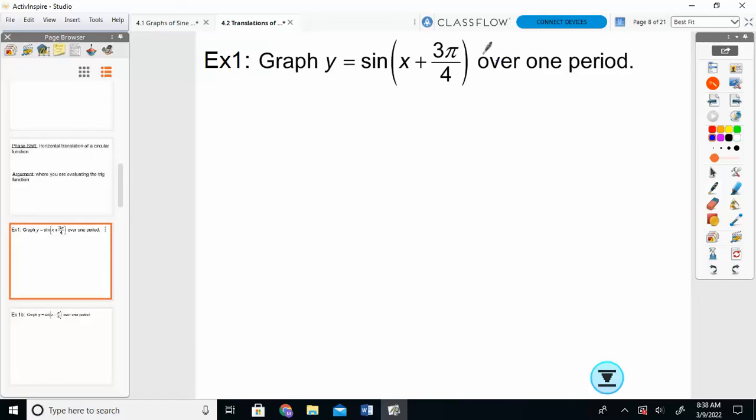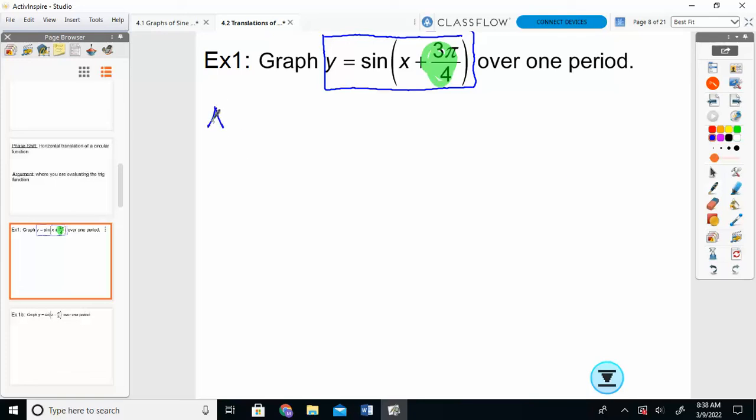And I would probably just put this one down in my notes. I want to graph y equals the sine of x plus 3 pi over 4. So the difference here is that I added something into my x. That's what we have not had before.